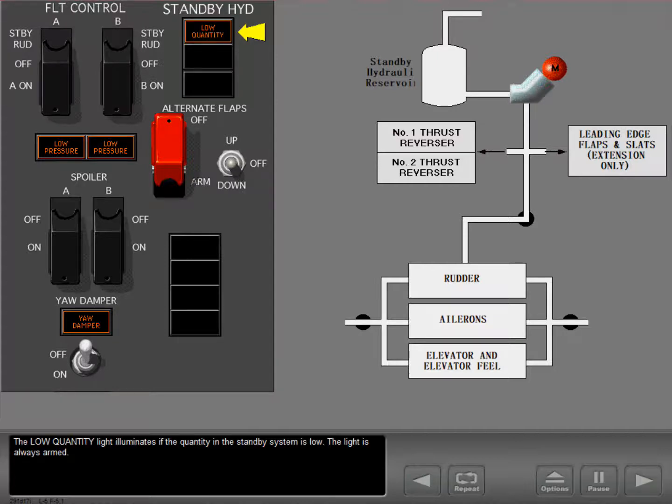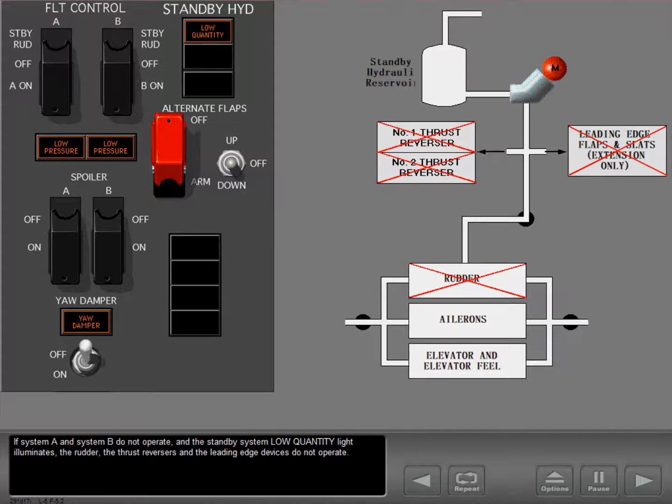The low quantity light illuminates if the quantity in the standby system is low. The light is always armed. If System A and System B do not operate and the standby system low quantity light illuminates, the rudder, the thrust reversers, and the leading edge devices do not operate. The low pressure light for the standby system shows the output pressure from the standby pump is low.